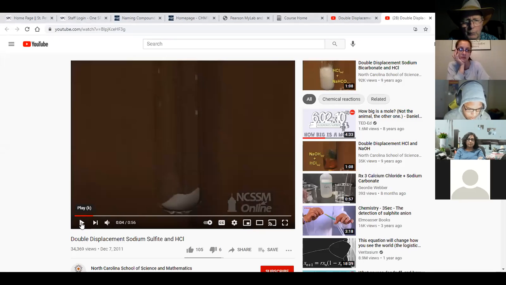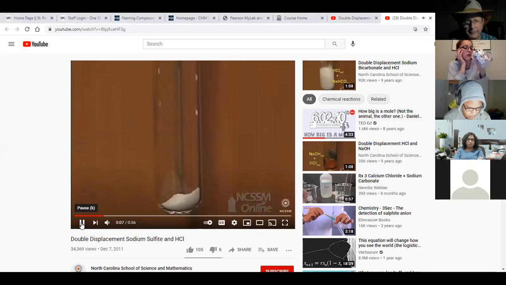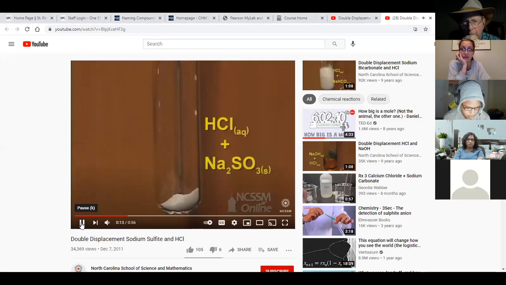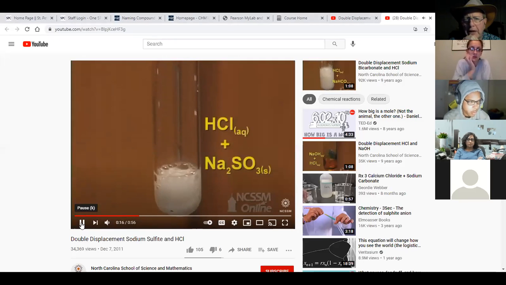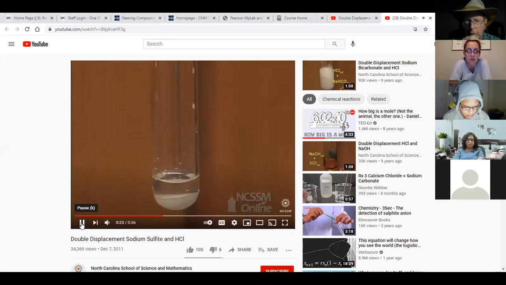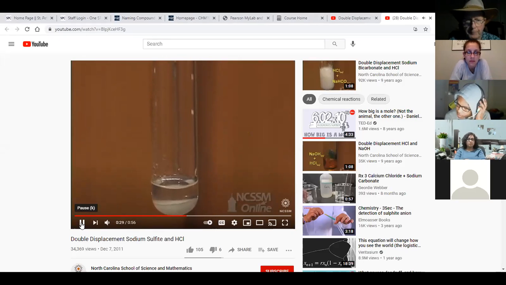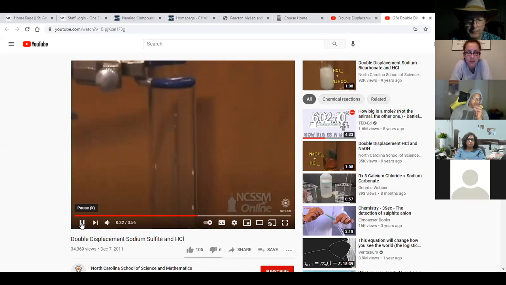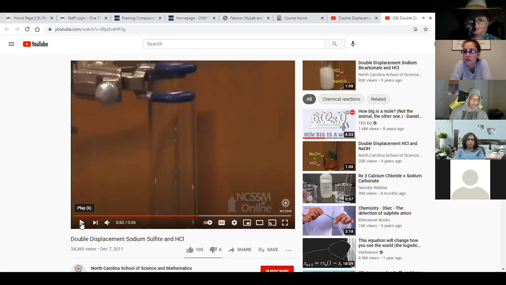In the double displacement reaction of a metal sulfite with an acid, we'll start out with white sodium sulfite and add an aqueous solution of hydrochloric acid. So we have white powder and a clear liquid, forming sulfurous acid and sodium chloride. The sulfurous acid is not stable and decomposes to form water and sulfur dioxide. The sulfur dioxide escapes from the solution. We can test for the formation. So basically what has happened? We had a white powder and a clear liquid. We mixed them together. We got all kinds of bubbles. We had a gas evolving. We had evidence of a chemical reaction.